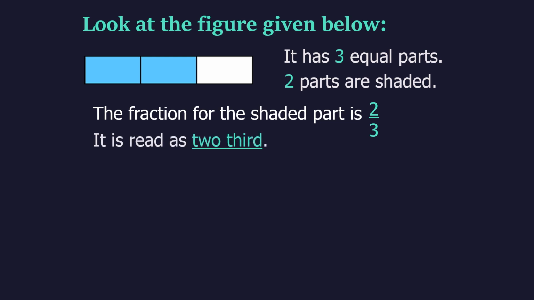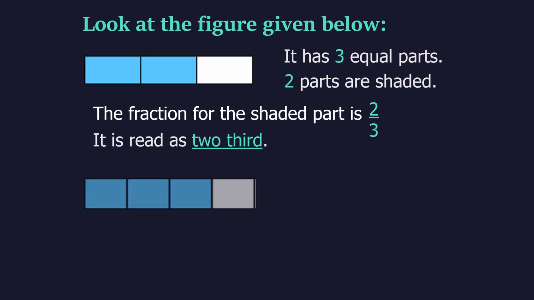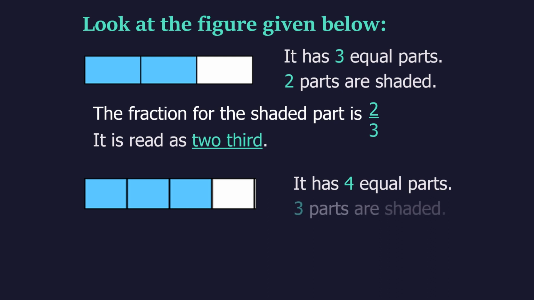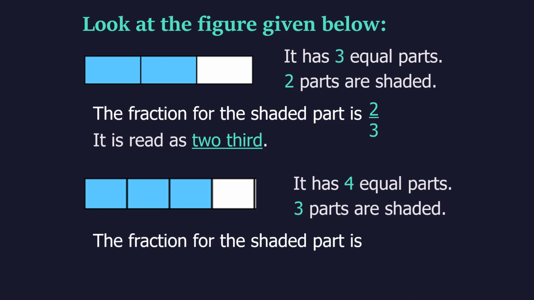So the whole should be in the denominator, the part should be in the numerator. How will you read this number? 2/3. So let us see one more example. How many total parts are there? 4. So it is divided into 4 equal parts. How many parts have been shaded? 3. So 3 parts are shaded. What is the fraction? 3/4. So 4 is the whole, it is in the denominator. So we can read this fraction as 3/4.